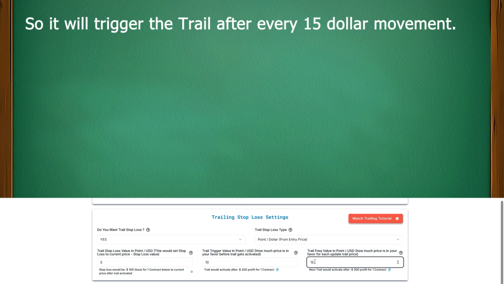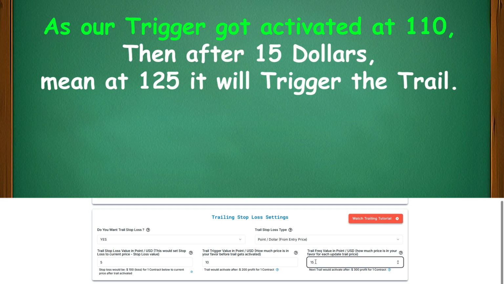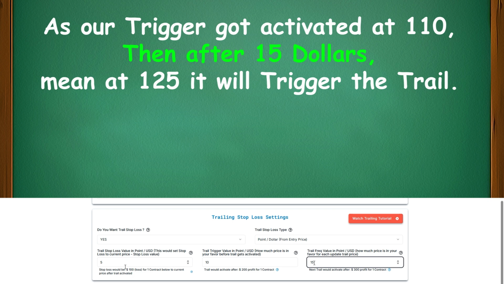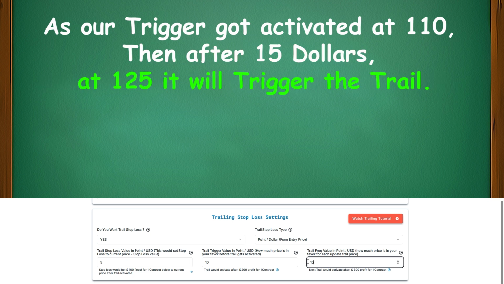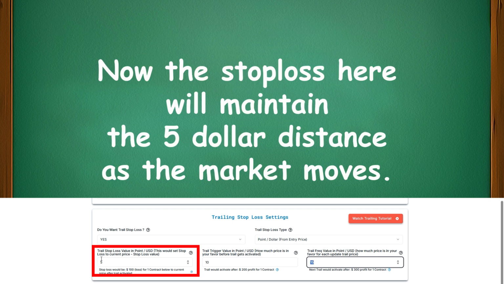Now let's see for trail frequency value, here, as we have put 15. So it will trigger the trail after every $15 movement. As our trigger got activated at 110, then after $15, meaning at 125, it will trigger the trail. Now, the stop loss here will maintain the $5 distance as the market moves.